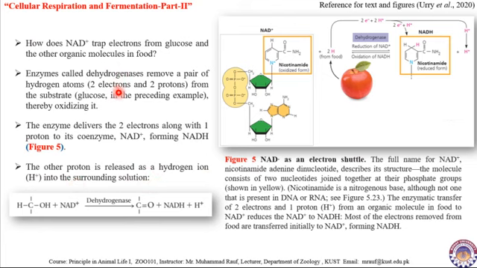So now recall this process again. 2 hydrogen atoms combine with NAD. The 2 hydrogen atoms pass their 2 electrons and 1 proton to NAD, and one of the protons is released, and the NAD now has 2 electrons of the 2 hydrogen atoms and 1 proton, so it becomes NADH loaded with 2 electrons.